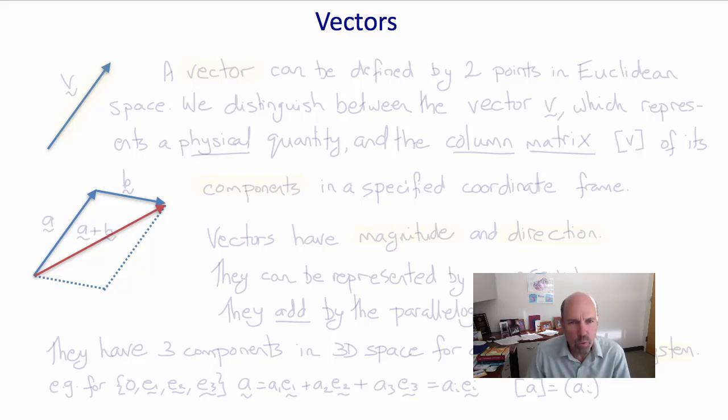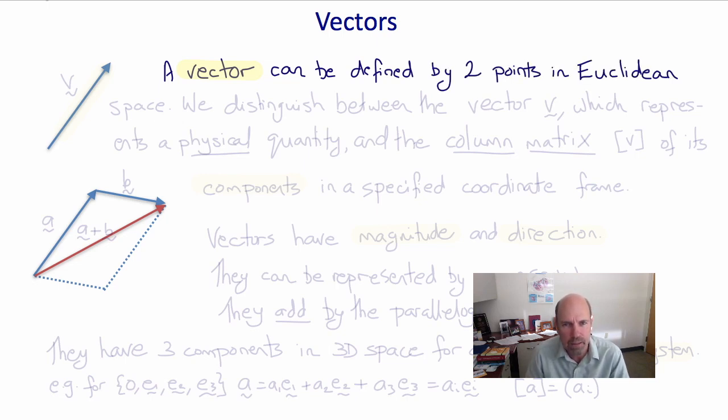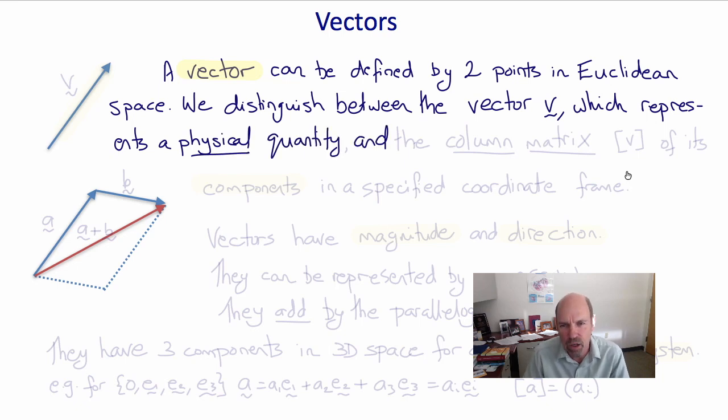Welcome back. Today we'll briefly review vectors and some of their important properties. A vector can be defined by 2 points in Euclidean space. We distinguish between the vector v, which represents a physical quantity, and the column matrix v of its components in a specific coordinate frame of reference.